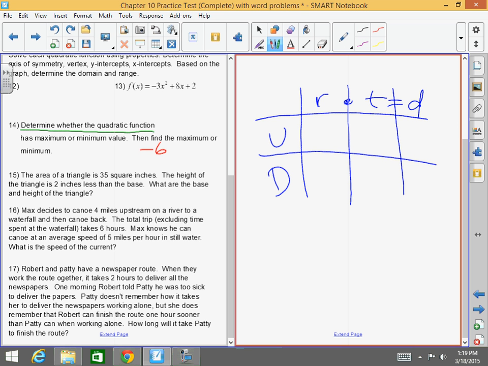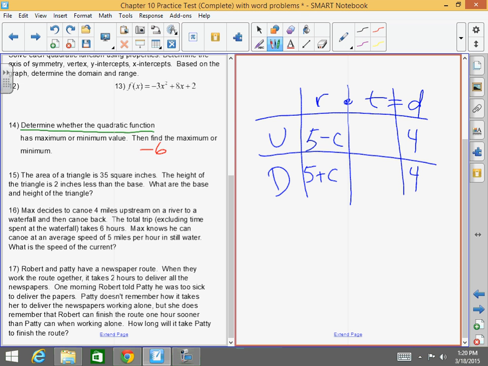Okay. So, upstream, guys. Upstream. He's going with or against the current? Okay? So, he canoes 4 miles upstream. So, it's his speed of 5 miles per hour minus the current. Then he goes back, right? So that's another 4 miles, correct? Downstream, so he's going his 5 miles per hour plus c.